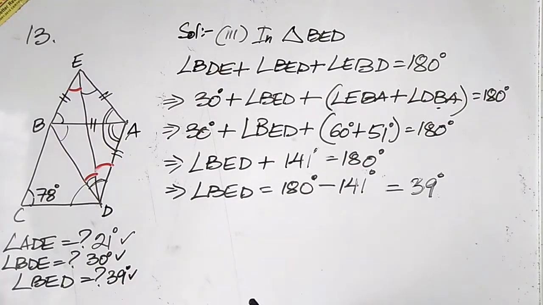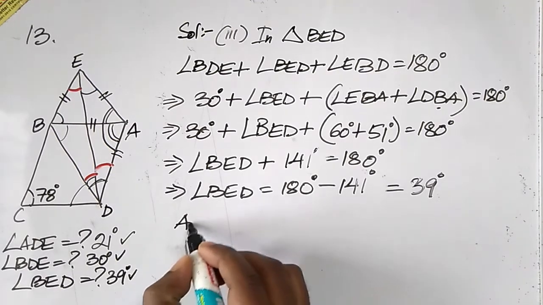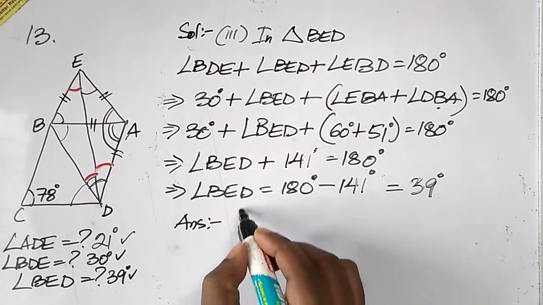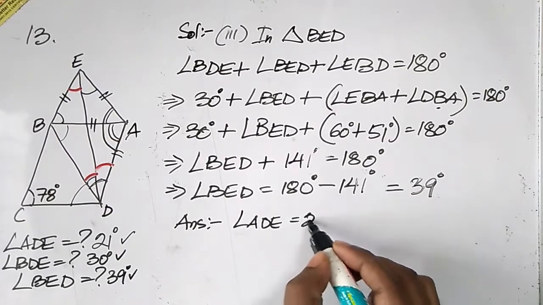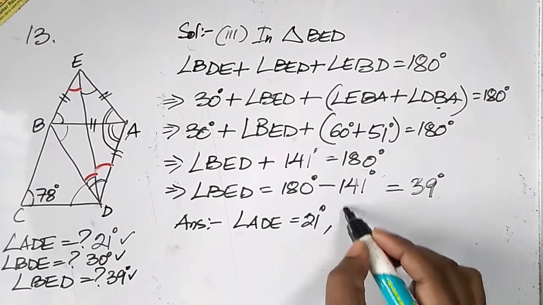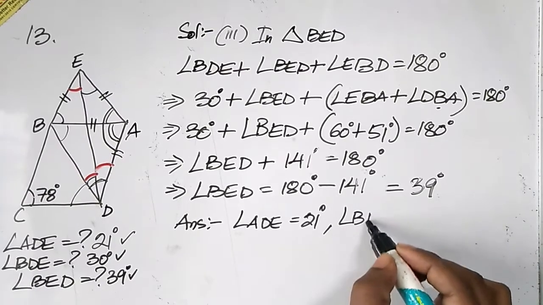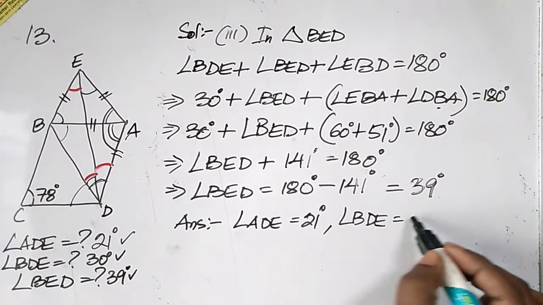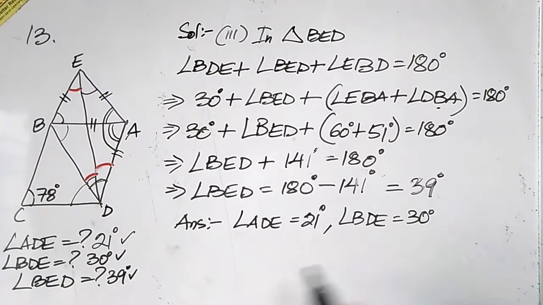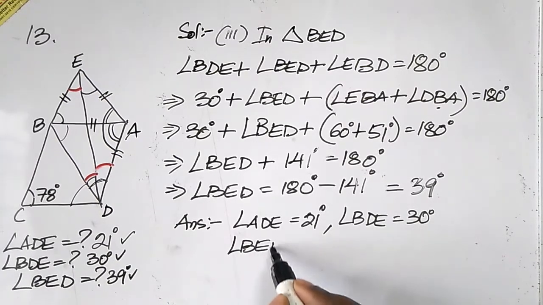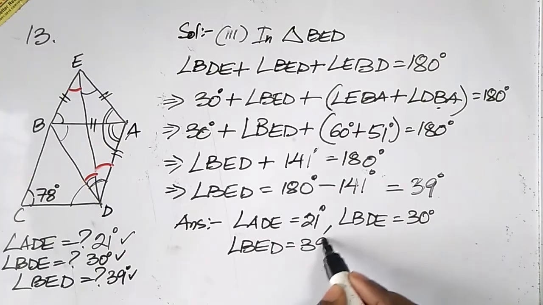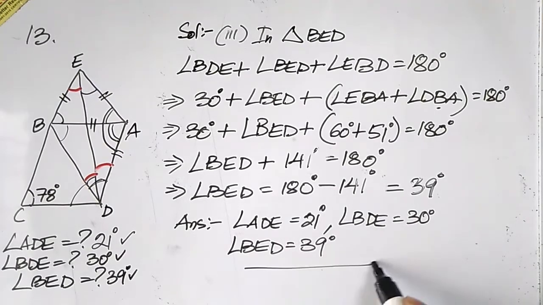So in conclusion, we can write all the answers together, right? Where angle ADE, we have got it as 21 degrees. Then angle BDE, we have got it as 30 degrees. And angle BED, we have got it as 39 degrees. Right, so this is the answer for the question that is given to us.